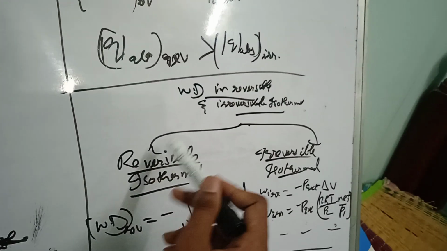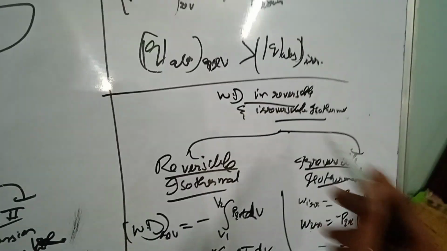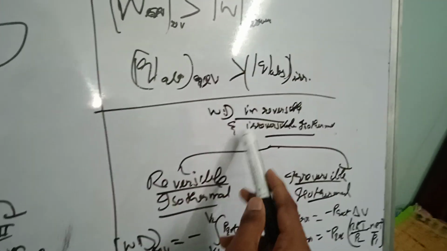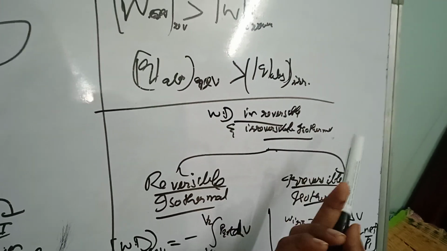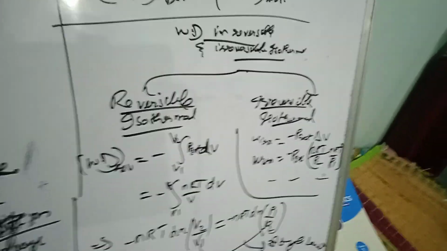There is nothing to teach in that. There is something, but I'll teach you afterwards. Or okay, I'll teach you those things afterwards. Then work done in reversible and irreversible processes, these are the main thing. These are not that important, but this is the main thing which I'll teach you properly.